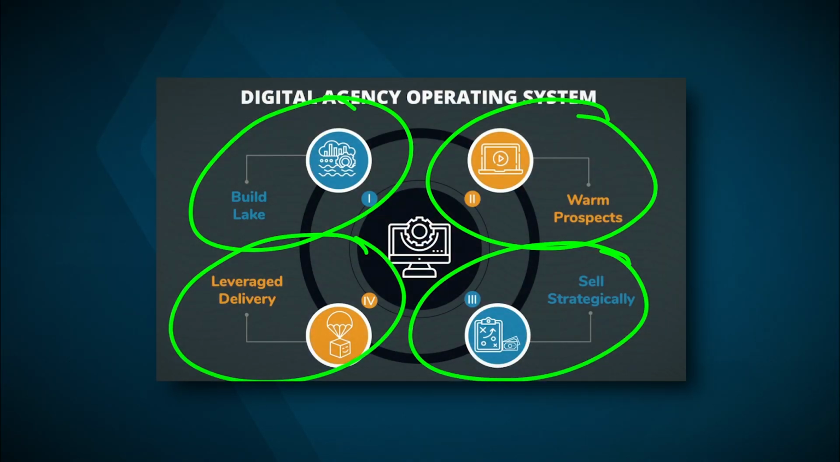This is the digital agency operating system. It's very simple. It starts by building a lake. Then we warm up those prospects and we fish into that lake and pull them out. We strategically sell to them, and then when we bring them on, we are able to deliver them repeatable, consistent, and scalable services that are also profitable.